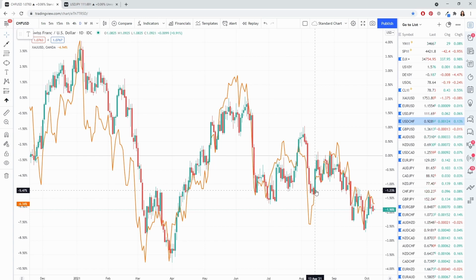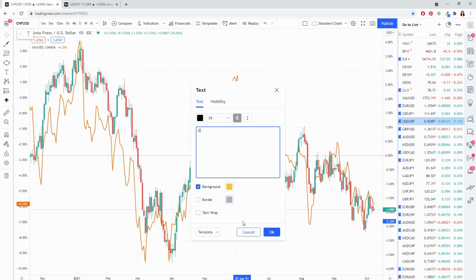When gold is rising, the Swiss franc is strengthening. And when gold is falling, the Swiss franc is weakening. But in terms of the actual pair, just to get this on your books: gold up, that means dollar Swiss down, and gold down, dollar Swiss up.